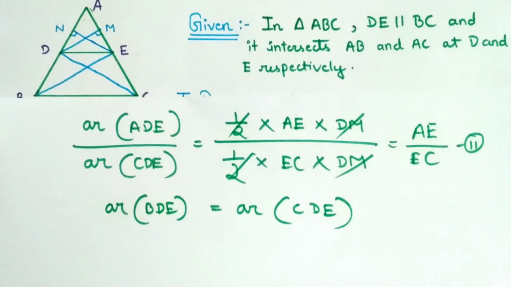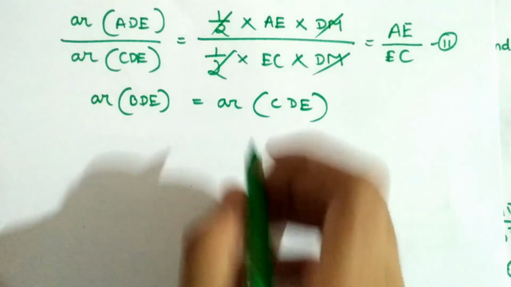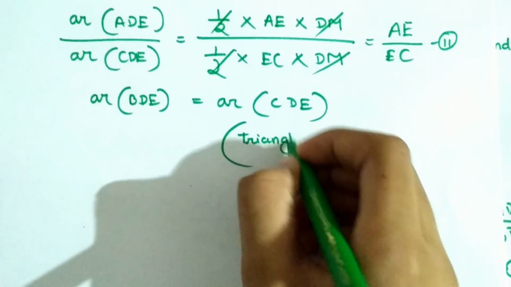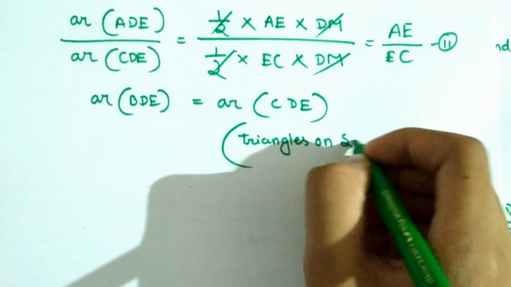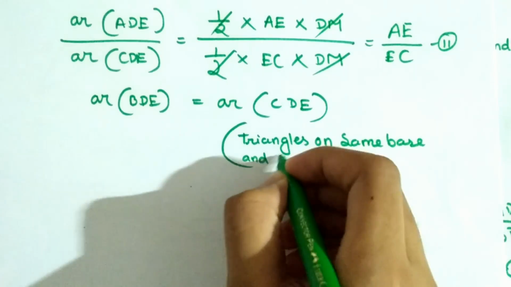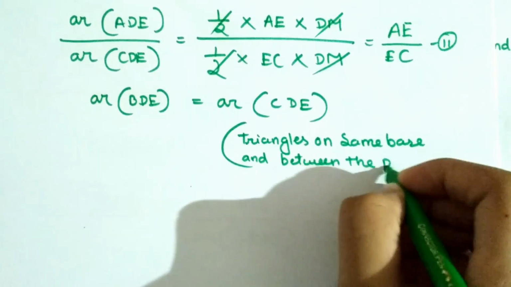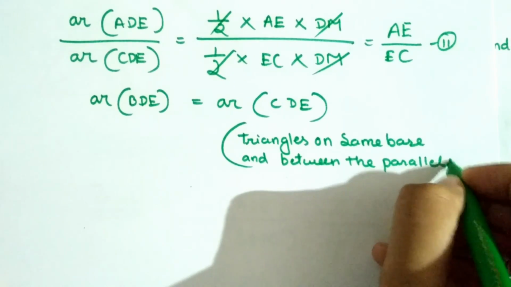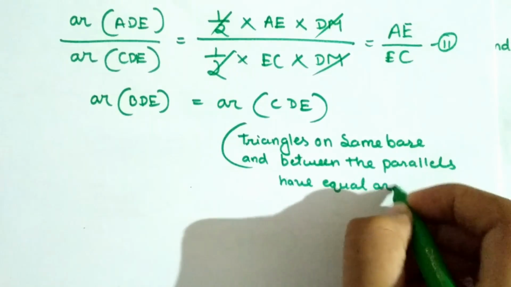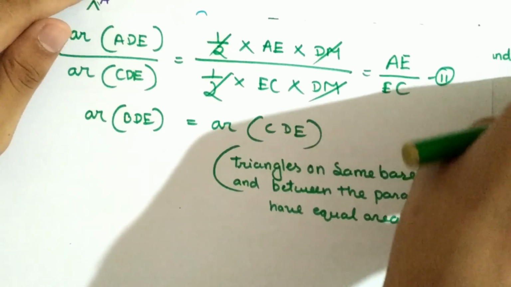We have read this in the quadrilateral chapter of class 9th. So here, as the reason, you have to write that triangles on the same base and between the same parallels have equal area. Triangles on the same base and between the same parallels have equal area.